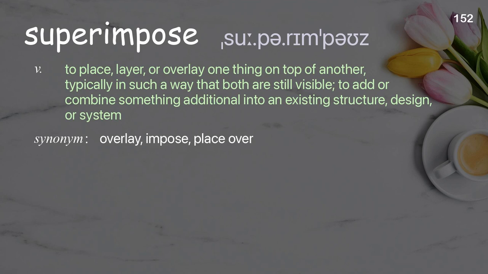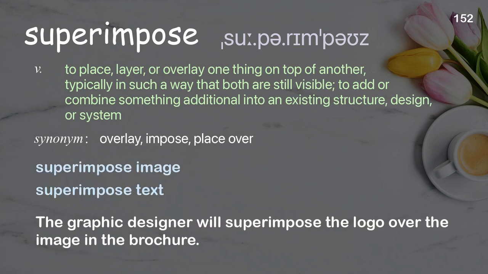Superimpose: to place, layer, or overlay one thing on top of another, typically in such a way that both are still visible. To add or combine something additional into an existing structure, design, or system. Examples: superimpose image, superimpose text. The graphic designer will superimpose the logo over the image in the brochure.